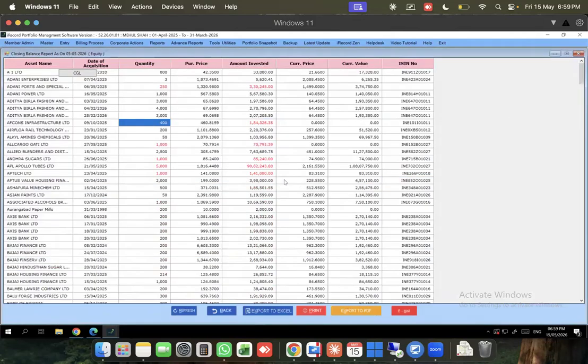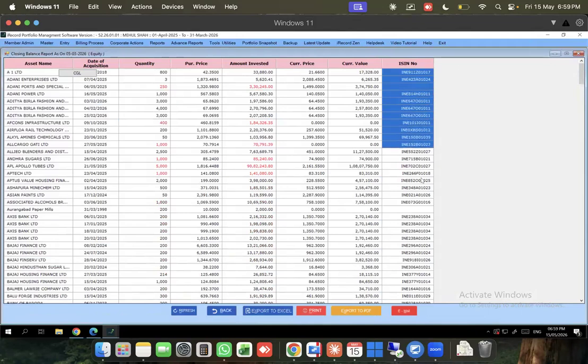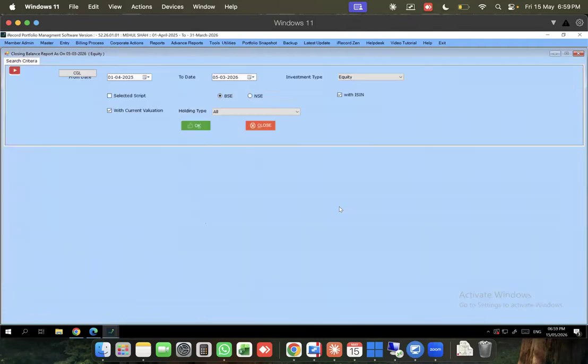Then we have a closing balance report with ISIN. A few of the CAs also require the client to provide a report with the ISIN number. So ISIN is also there. It's just a tick option: I have a tick mark to run the report with ISINs.